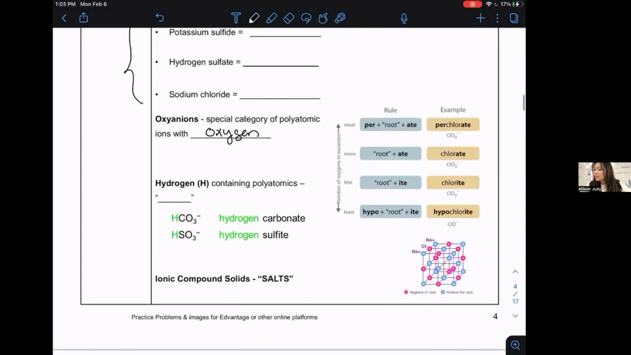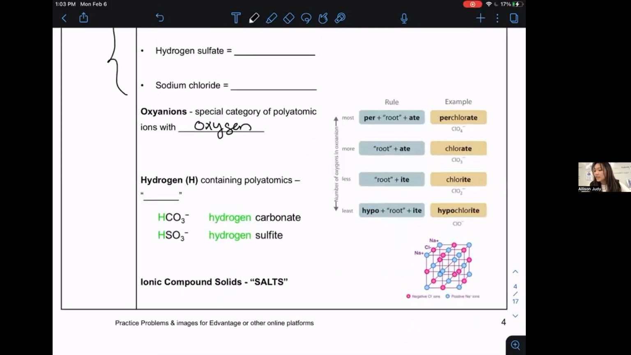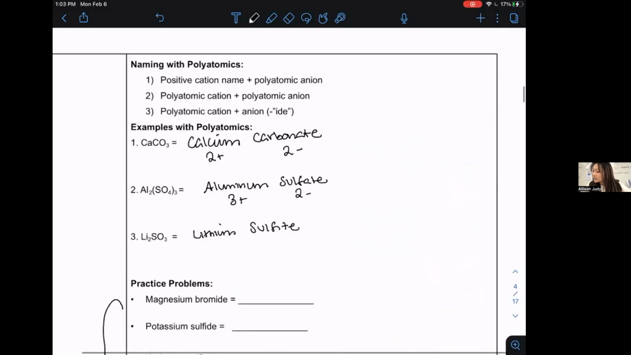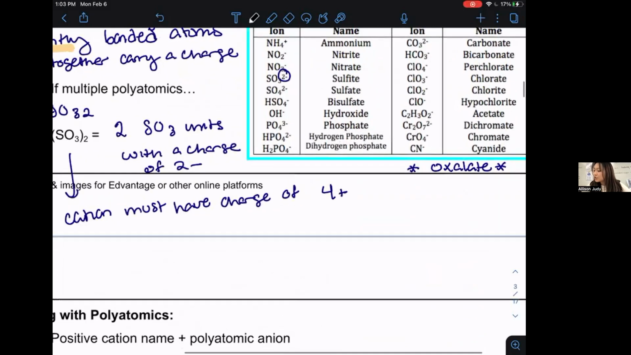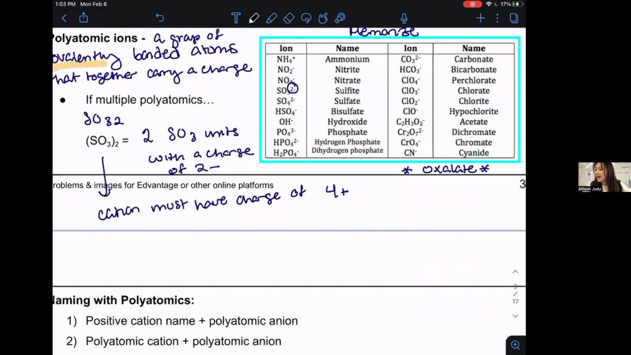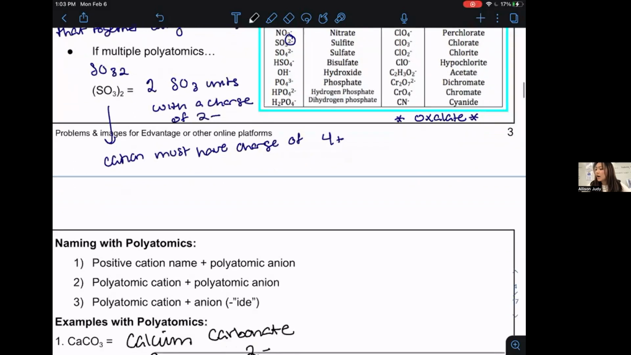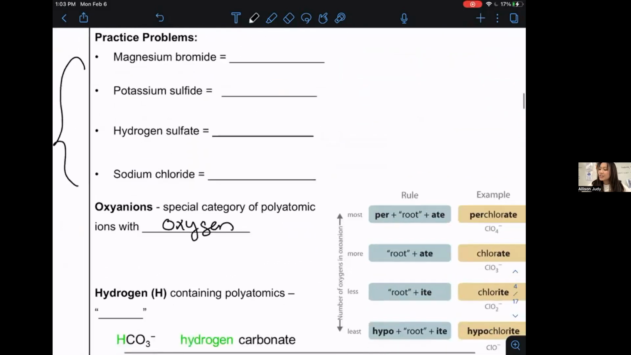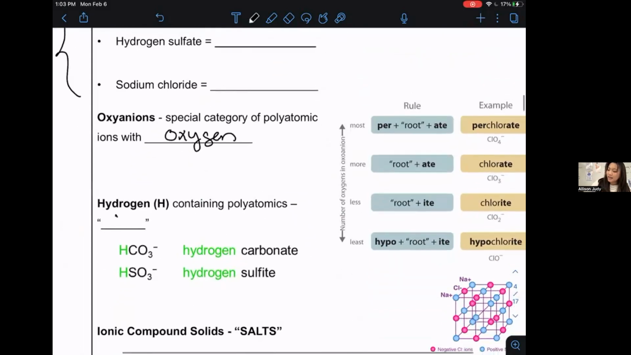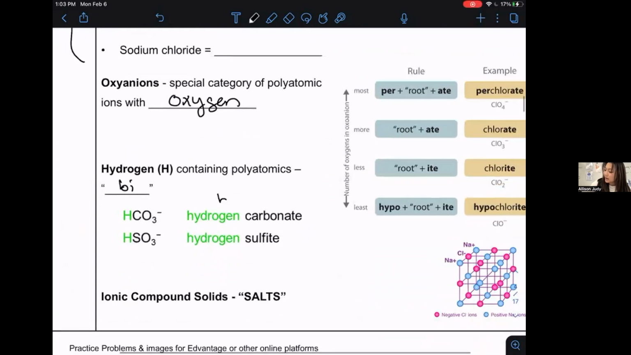So how about when you have a hydrogen containing one? You'll see that this is an old school way of naming: hydrogen phosphate, dihydrogen phosphate, a hydrogen containing polyatomic. There's another way that we name. We add a bi in front of it. So instead of saying hydrogen carbonate, it's bicarbonate. Instead of saying hydrogen sulfite, it's bisulfite. You could also say hydrogen, dihydrogen.